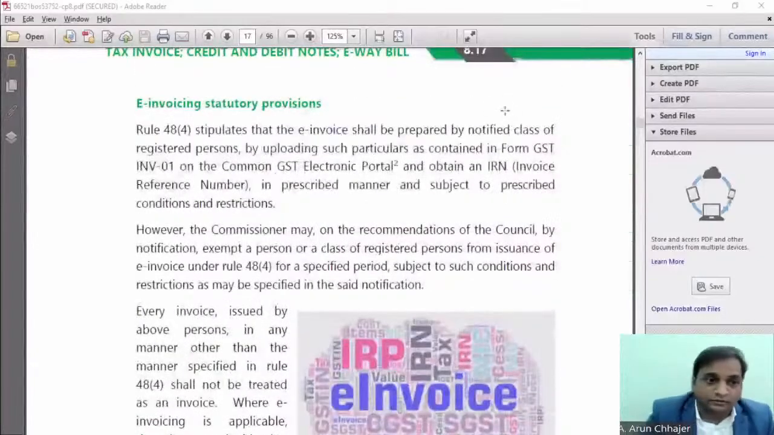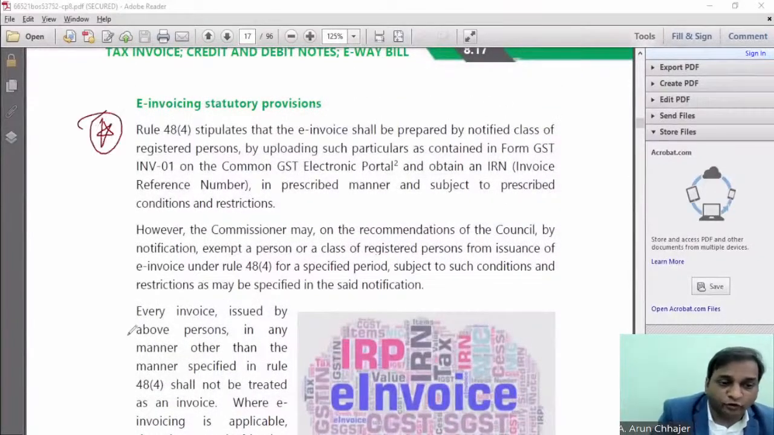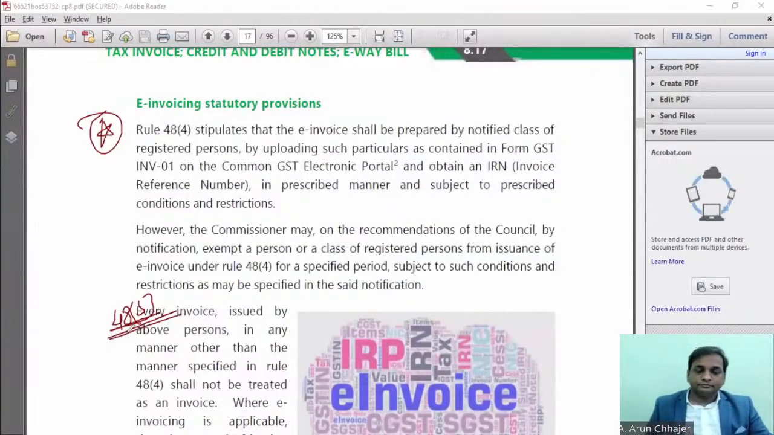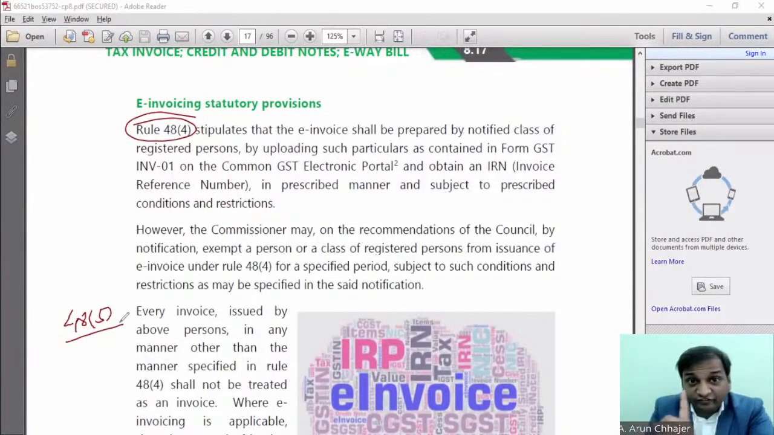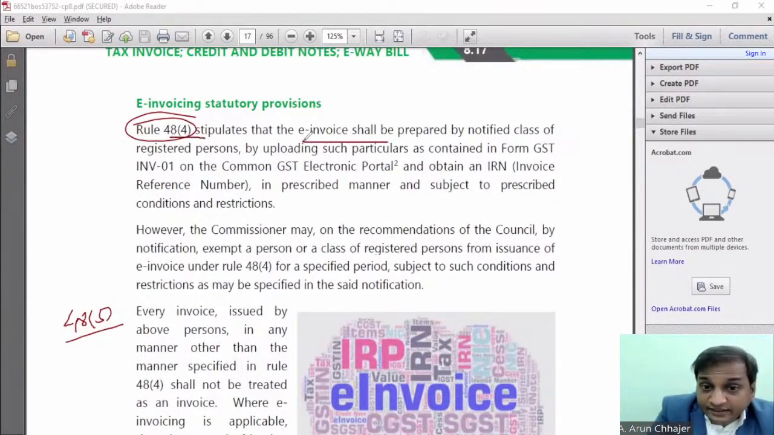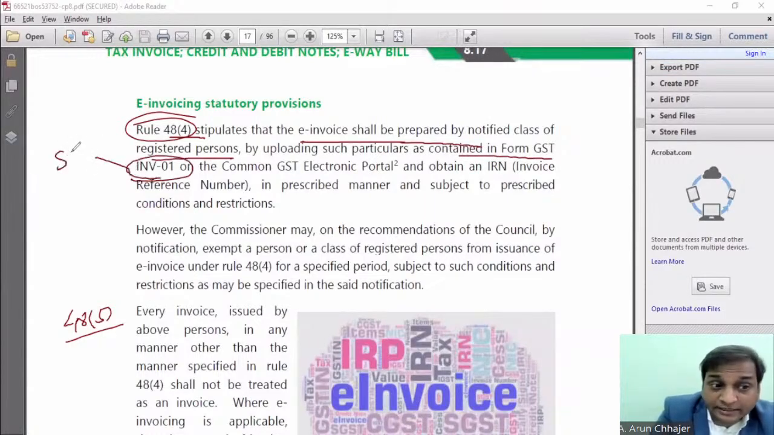Now, this is rule 48.4 and this is rule 48.5. Remember 48.4 and remember 48.5. In 48.4, you remember that in the rule 48, we initially discussed that if you are issuing the invoice, it will be in triplicate for goods and in duplicate for services. 48.4 says that invoice shall be prepared by notified class of the registered person, uploading the detail as contained in INV-01. It is e-invoice schema.